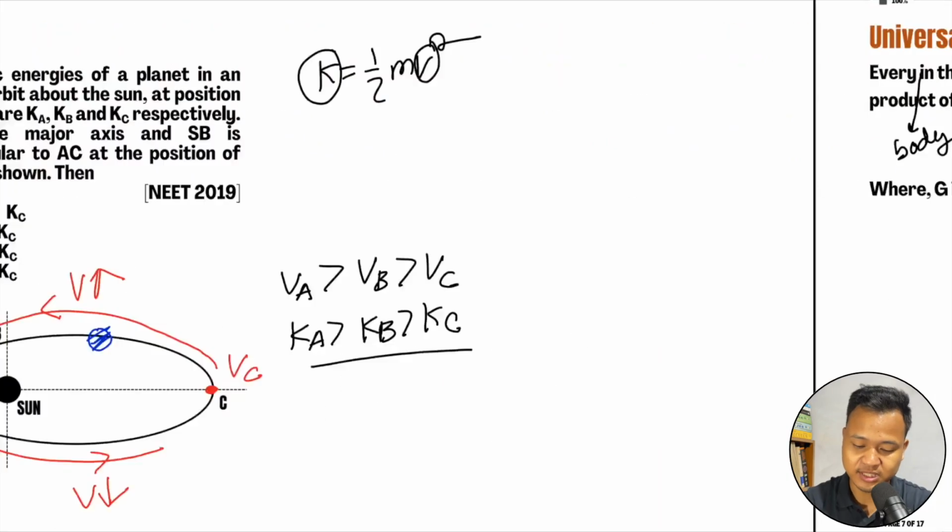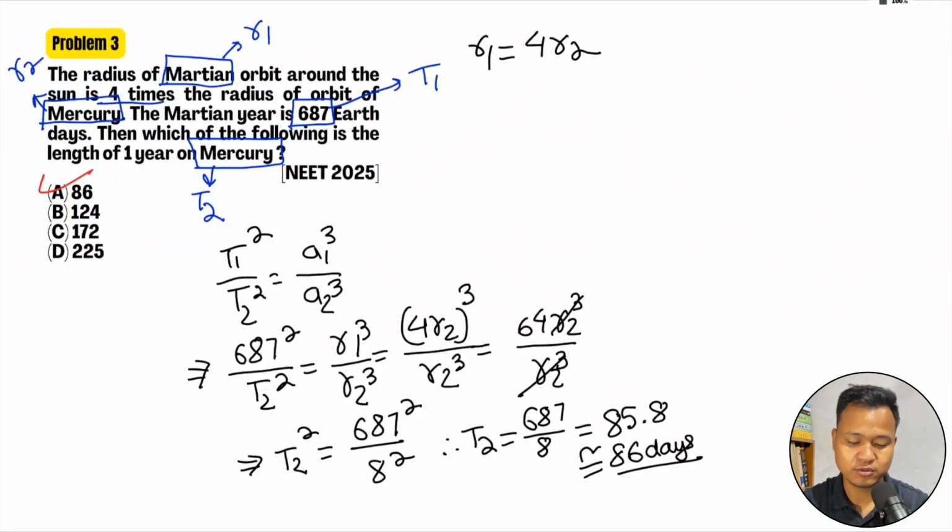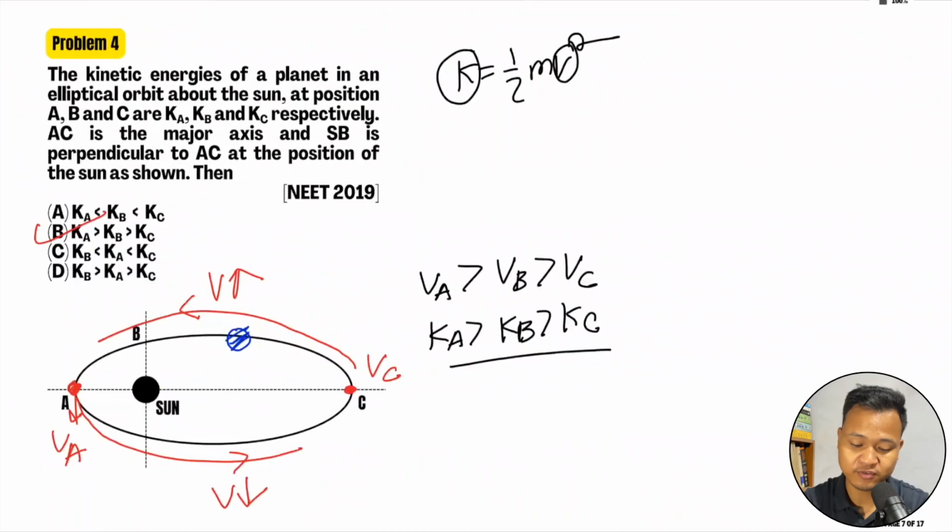Okay, so I hope you understand Kepler's law and Newton's universal law of gravitation. Okay, then we'll do this much, and next time we'll do gravitational field, potential energy, and potential. Okay, so thank you for watching.